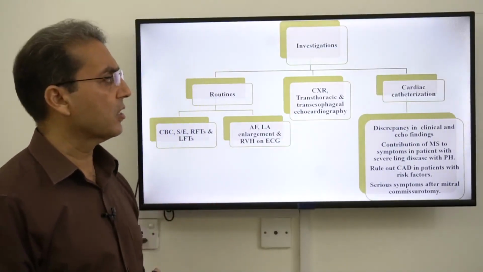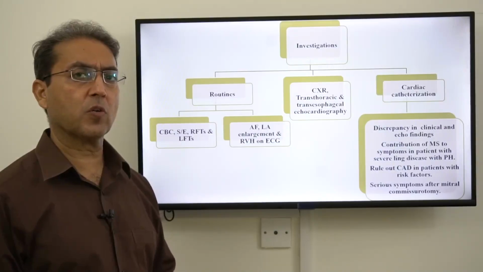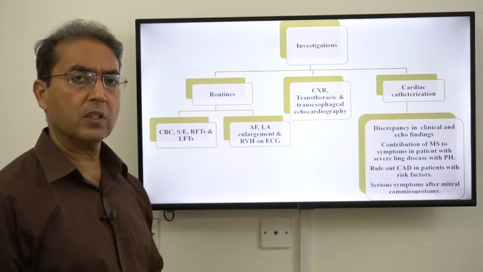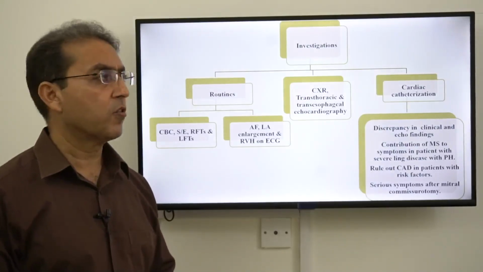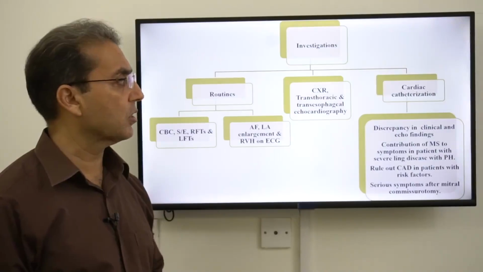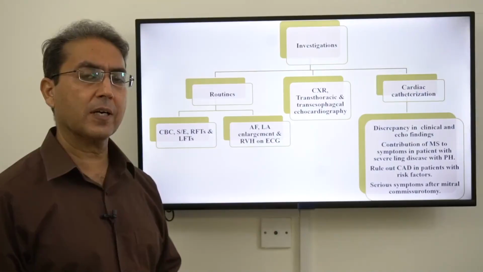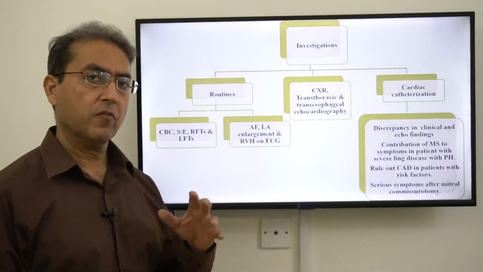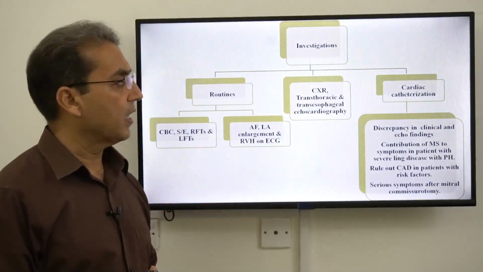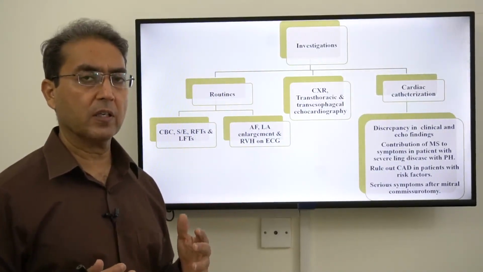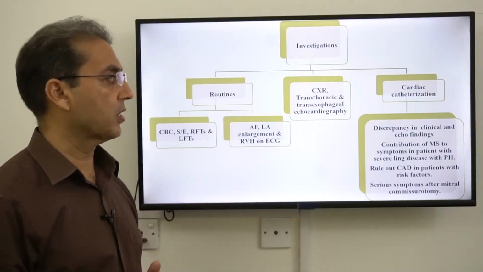Routinely, cardiac catheterization in patients of MS is not required because echo is good enough to give you the information which is required for handling a case of mitral stenosis. So we do cardiac catheterization if there is a discrepancy in clinical and echocardiographic findings. That is, if the clinical findings are different from the echo findings, we can confirm this on cardiac catheterization.